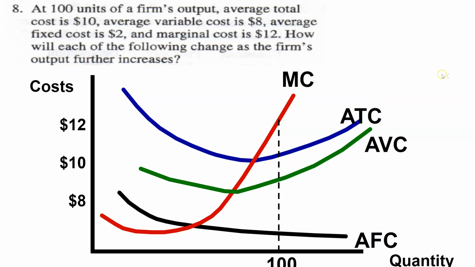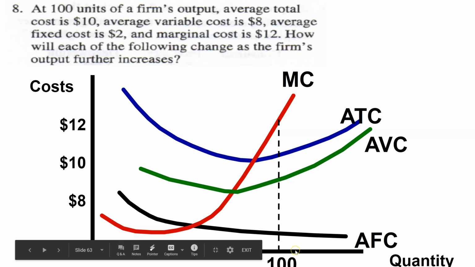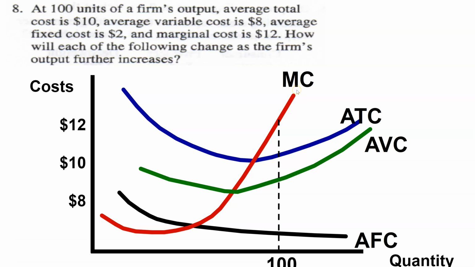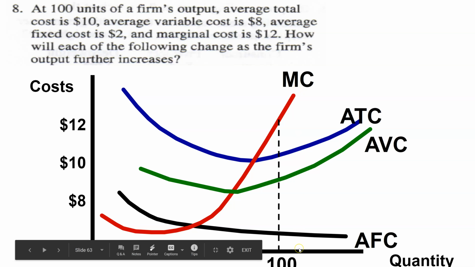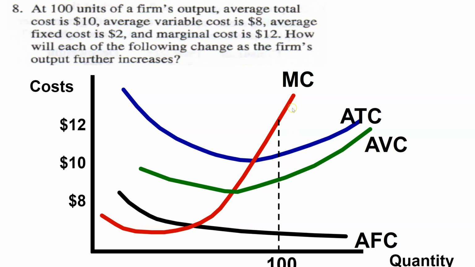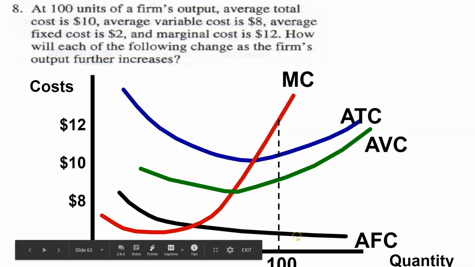Well, best way to look at this is to draw the line at 100. If we move beyond that quantity, which is what they're talking about here, what are we going to see? Well, we're going to see AFC falling. We're going to see AVC, ATC, and MC all rising. Why? Because as more quantity is produced, these are increasing because of diminishing returns setting in. AFC is falling because of the spreading effect, but AVC, ATC, and MC all rising as a result of this.